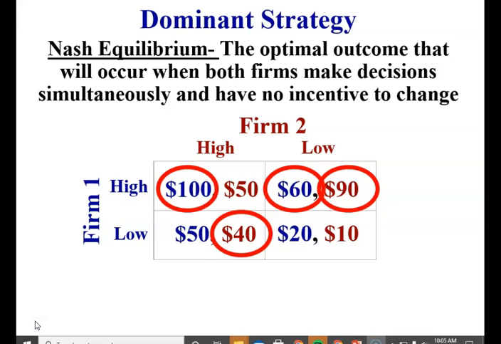Nash equilibrium refers to the optimal outcome that will occur when both firms make decisions simultaneously and they have no incentive to change. So in this case, Nash equilibrium would be for firm 2 to price low and firm 1 to price high.